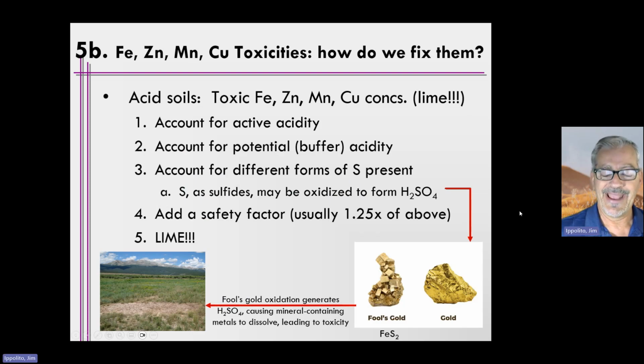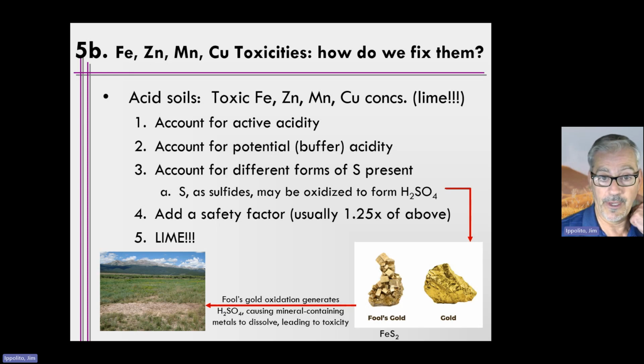For iron, zinc, manganese, and copper toxicities, how do we fix these problems? Oftentimes, when we see toxicities with respect to these four micronutrients, this occurs in acidic soils, where concentrations of iron, zinc, manganese, and/or copper are toxic to plants. So how do we fix these?